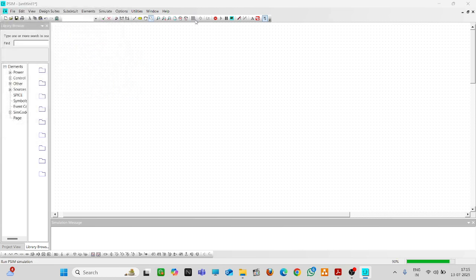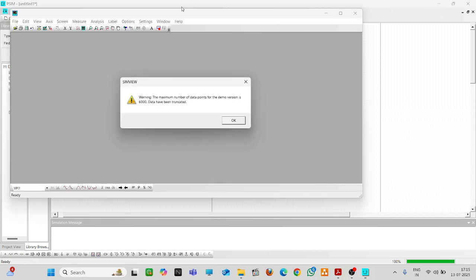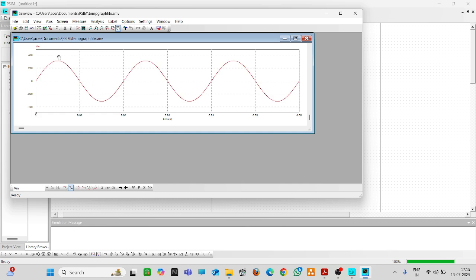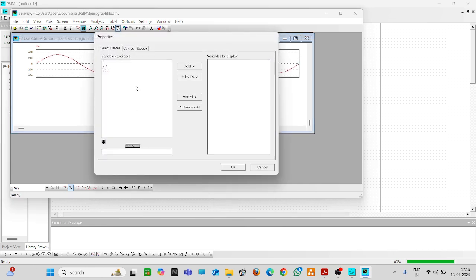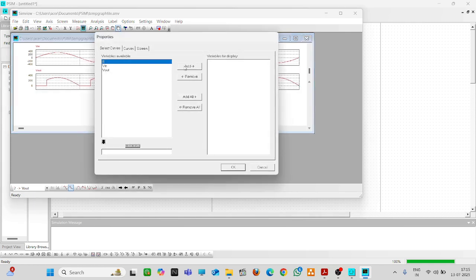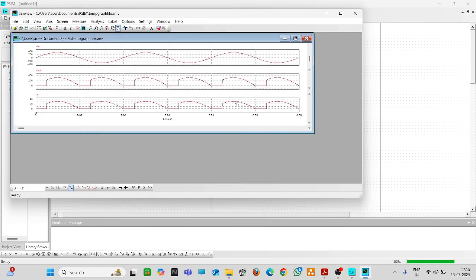So now, run simulation. This is the demo version. So you can see the input voltage. This is okay. Now for splitting the window, this input voltage is done. So this is the output voltage. Okay. And we need to find the current also. Current is this much.